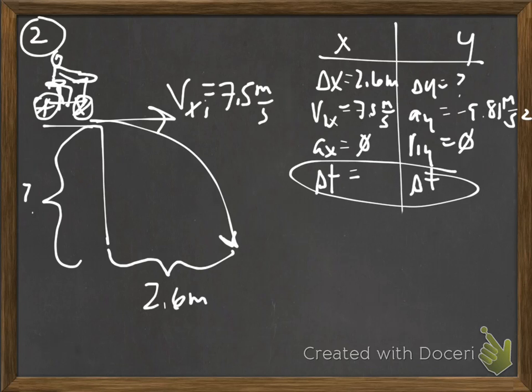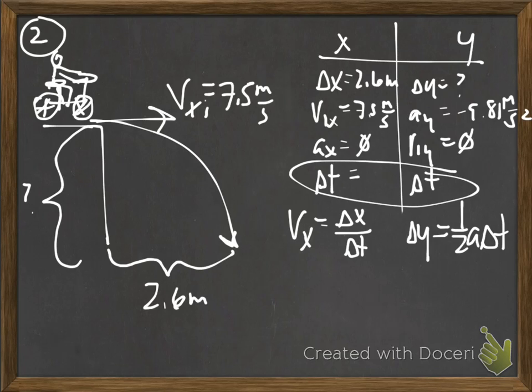Okay, so what equation can we use on the x-axis? Vx equals delta x over delta t. Are we going to plug into this one, or are we going to plug into the equation on the y-axis? Plug it into the equation on the y, because what we're looking for is on the y-axis. So we're going to create an expression on the x that we can then insert into the y. Okay, so delta y equals 1/2 a delta t squared.